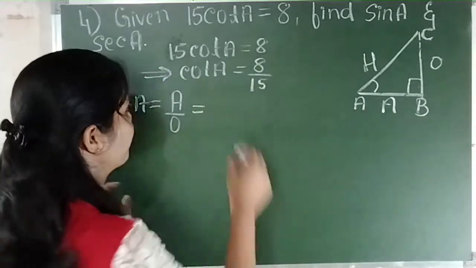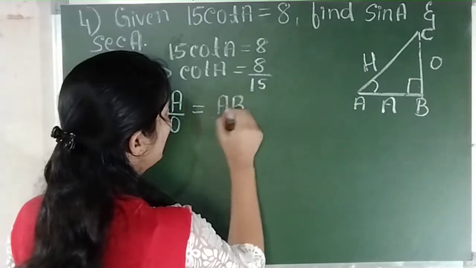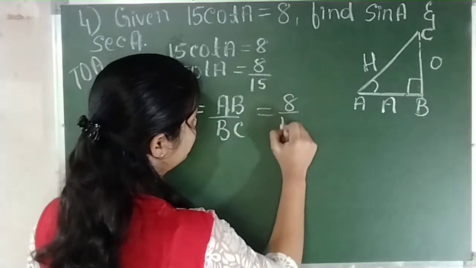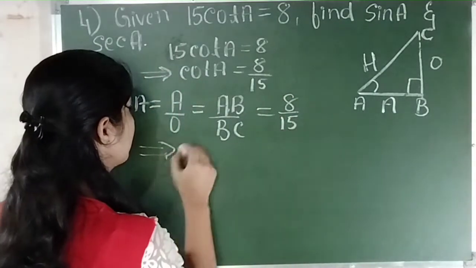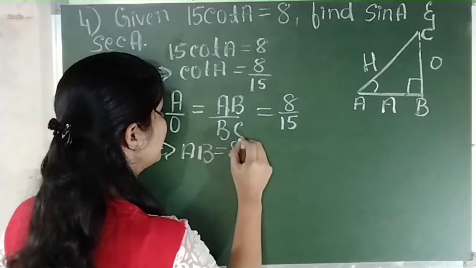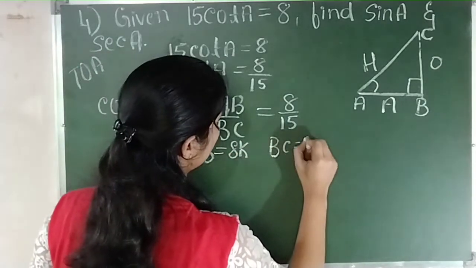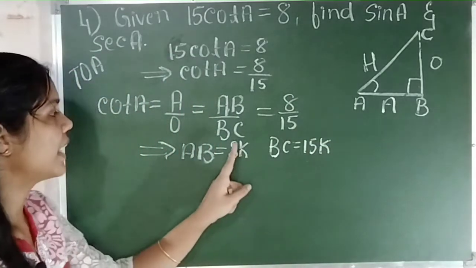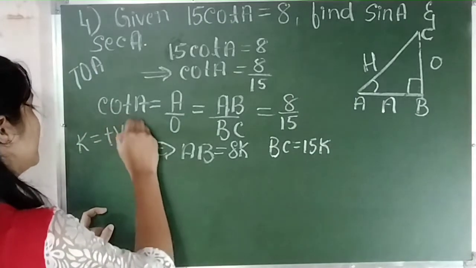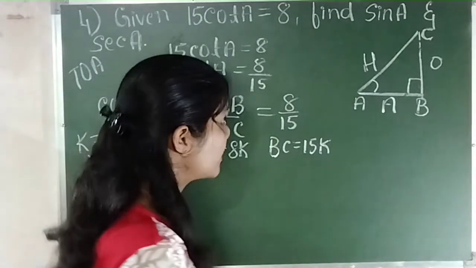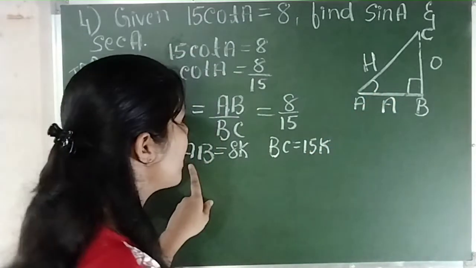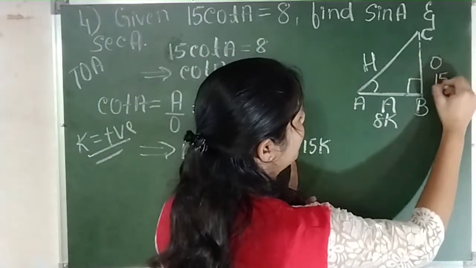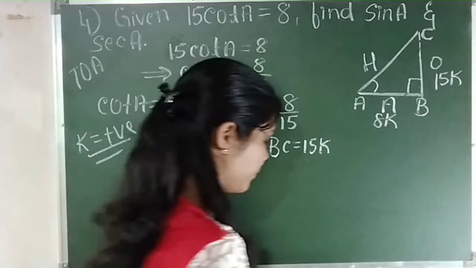Adjacent side is AB and the opposite side is BC, and this is equal to 8 by 15. This implies AB is equal to 8K and BC is equal to 15K. We know why we are using K here, and K is always a positive integer. Now apply the Pythagoras theorem here. Before that, write the values. AB is equal to 8K, BC is equal to 15K, and just find the value of AC.